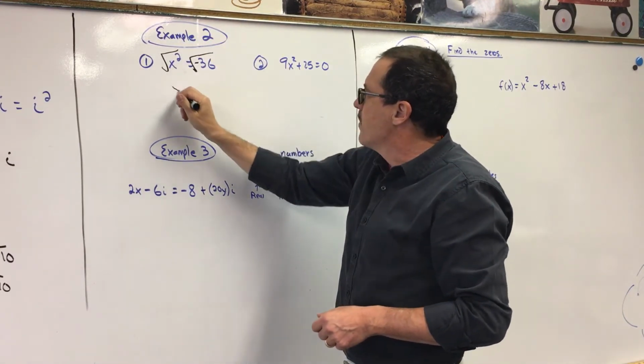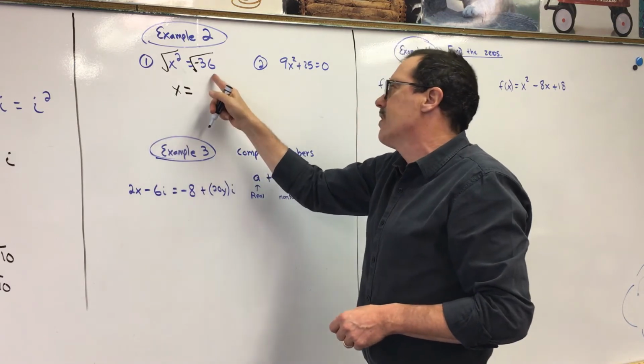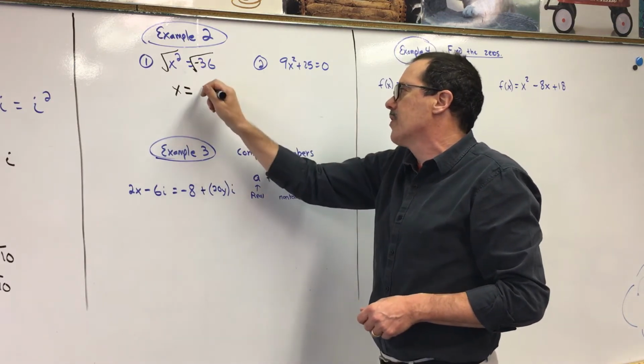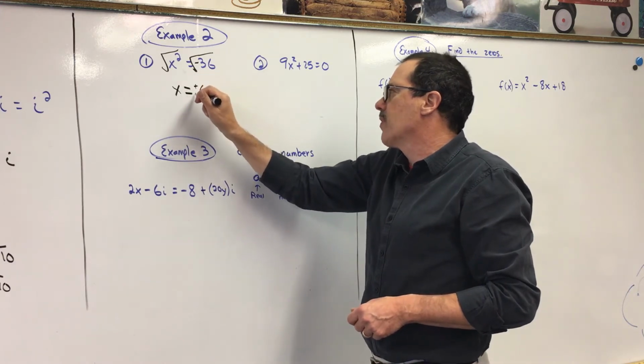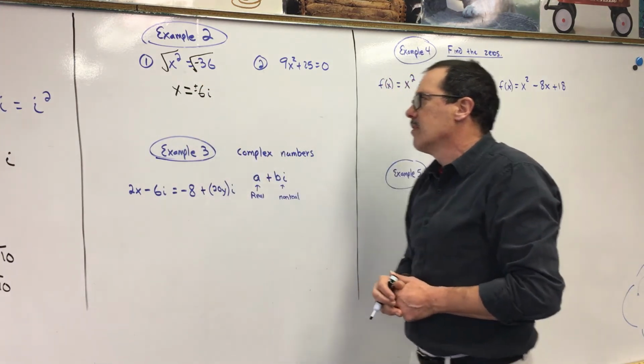And with the square root of both sides, you get x equals the square root of 36, which is 6, but there's a negative in there, so this would be 6i. But since you're taking the square root, it's going to be plus or minus 6i.